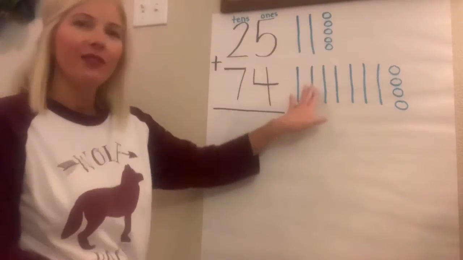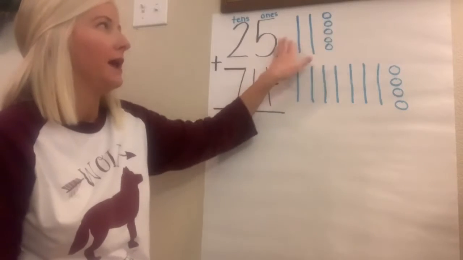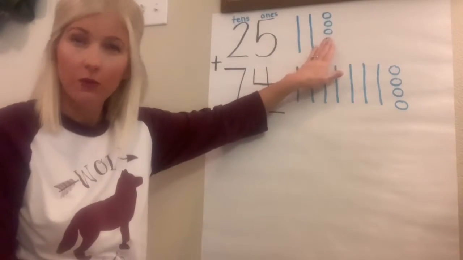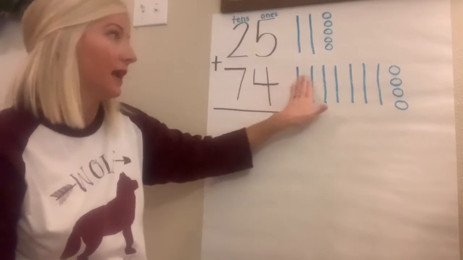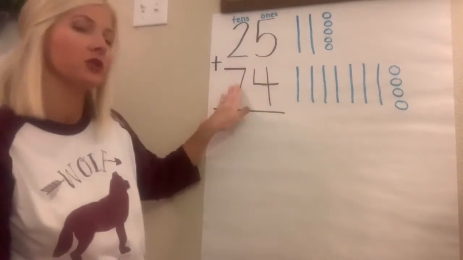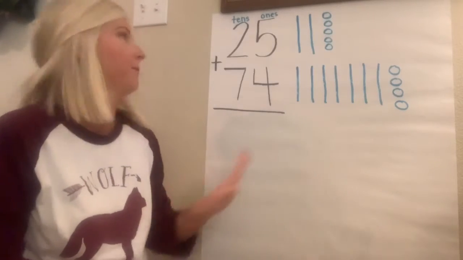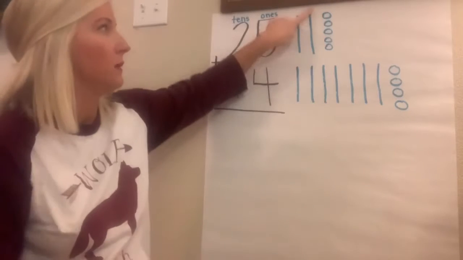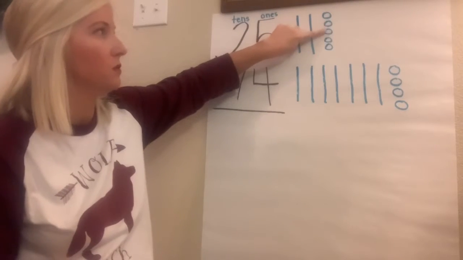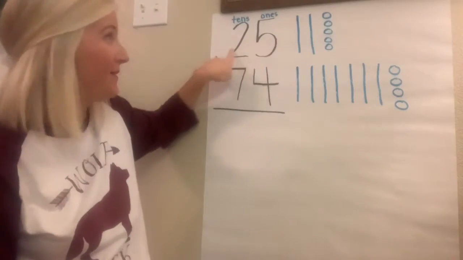Before I add these together, I want to check and make sure that I drew the right number of 10s and 1s for each number. So I'm going to count this, make sure it equals 25. I'm going to count these 10s and 1s and make sure it equals 74, so I don't make a mistake, okay? Let's count this one. 10, 20, 21, 22, 23, 24, 25. We're good. We made 25.